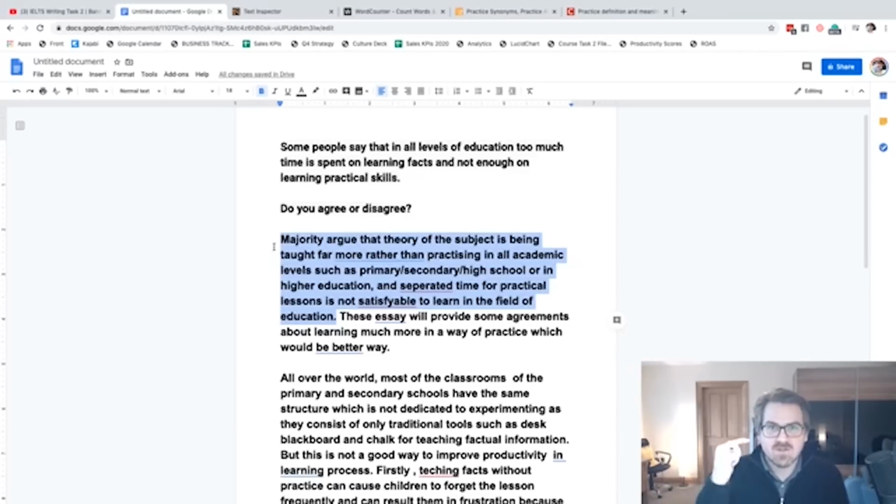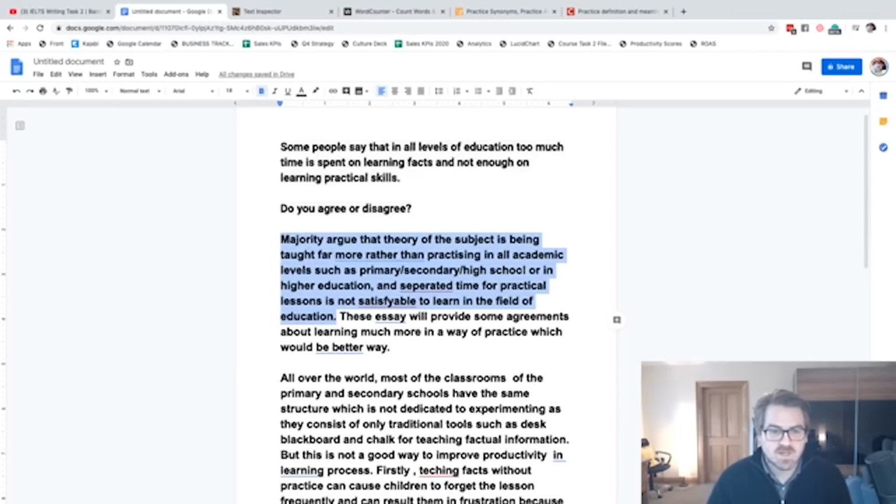You have to read it 3, 4, 5, 6 times, and it gives you a headache to try and understand what the person is trying to say. If this was my student, the first thing that I would say to them is, you do not get extra marks by using fancy vocabulary that is wrong. Okay, so for example, this word satisfiable doesn't make any sense.